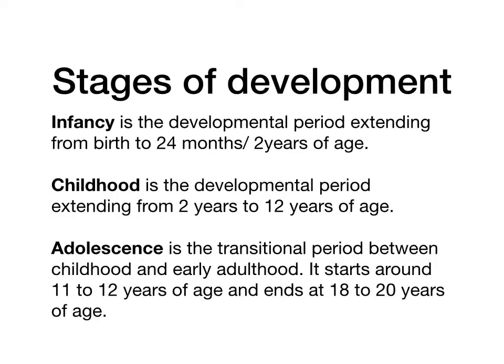The stages of development which we'll be studying in this chapter are 1. Infancy, 2. Childhood, and 3. Adolescence. Infancy is the developmental period extending from birth to 24 months or 2 years. Childhood is the developmental period extending from 2 years to 12 years. And adolescence is the transitional period between childhood and early adulthood. It starts around 11 to 12 years of age and ends at 18 to 20 years of age.